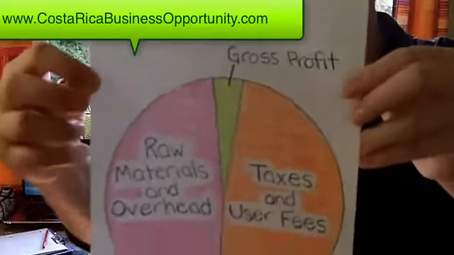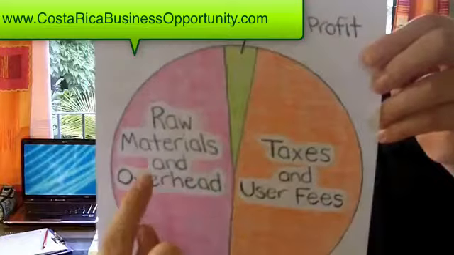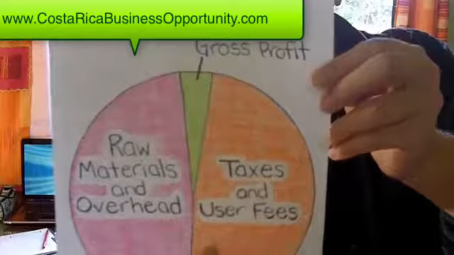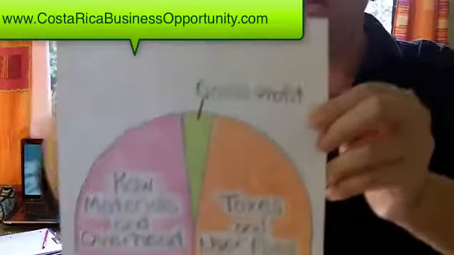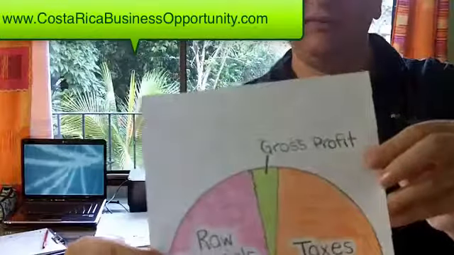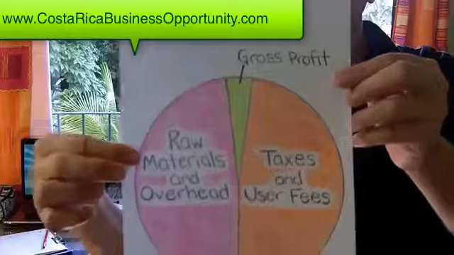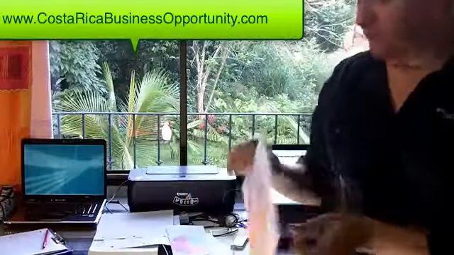You see that? This part right here says raw materials and overhead. This part here says taxes and user fees. And this little part right here says gross profit. This is your sort of typical scenario in terms of expenses for a company, most companies actually, in North America.